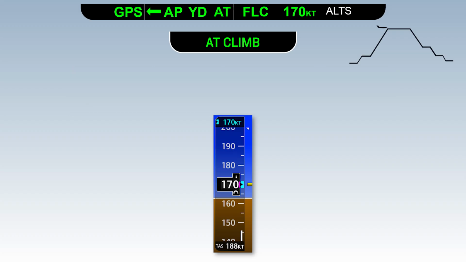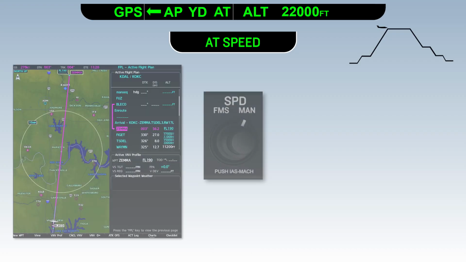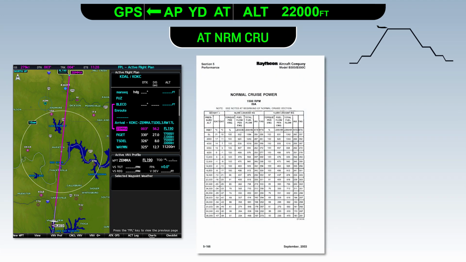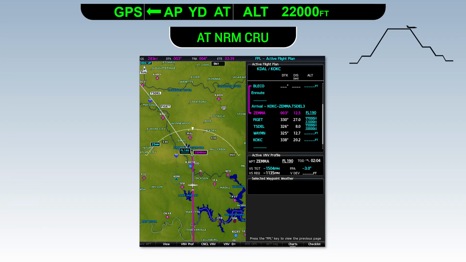Upon reaching flight level 220 and leveling off, the autothrottle will transition from AT climb to AT speed and maintain our selected manual speed reference of 170 knots. To follow our FMS cruise schedule, we'll change the speed source switch to FMS and see the autothrottle transition to AT normal cruise. The autothrottle will set normal cruise power based on the performance tables for 1500 RPM at our selected altitude. After about 15 minutes in cruise, we begin to approach the top of descent.